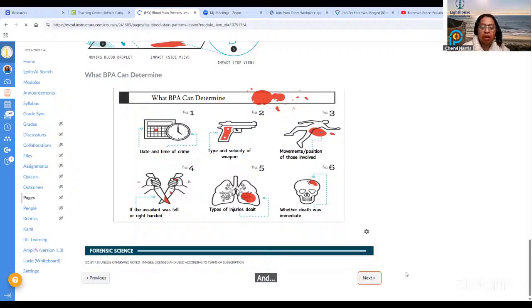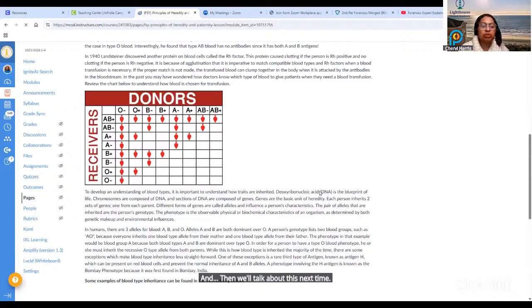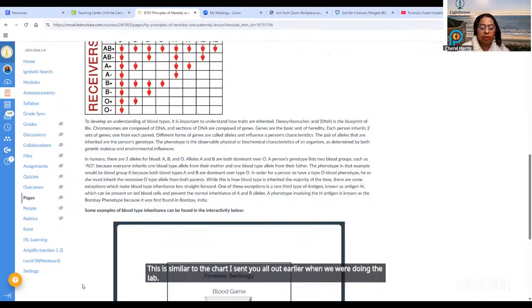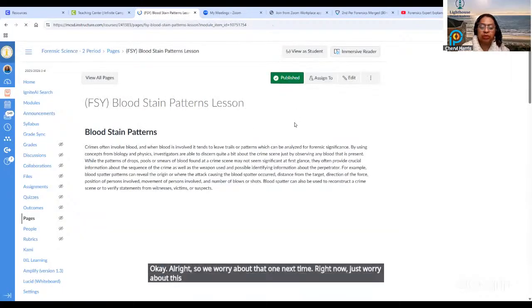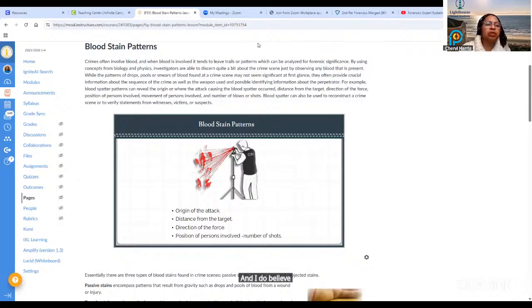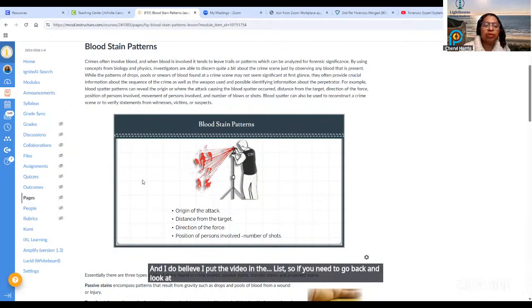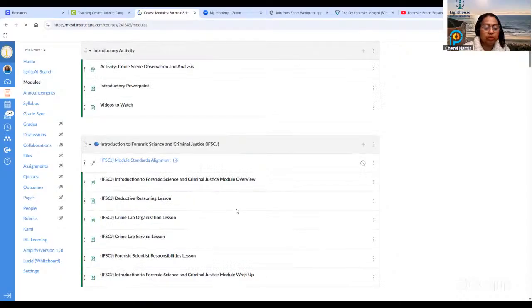We'll talk about this next time. Okay, this is similar to the chart I sent you all earlier when we were doing the lab. So we'll worry about that one next time. Right now, just worry about this one. Read this page over. I do believe I put the video in the list, so if you need to go back and look at that, look at the module.